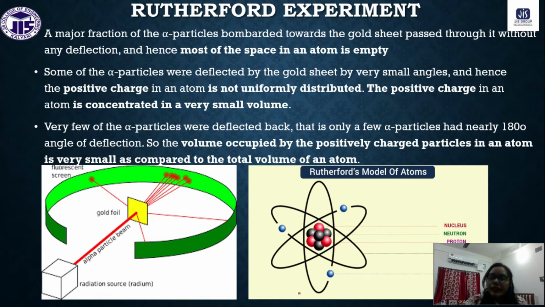So what he has done: this is a source of alpha particles. In his experiment he used polonium as a generator of the alpha particles. Generally we know the symbol of the alpha particle is He plus 2. So this source is the generation of the alpha particles.